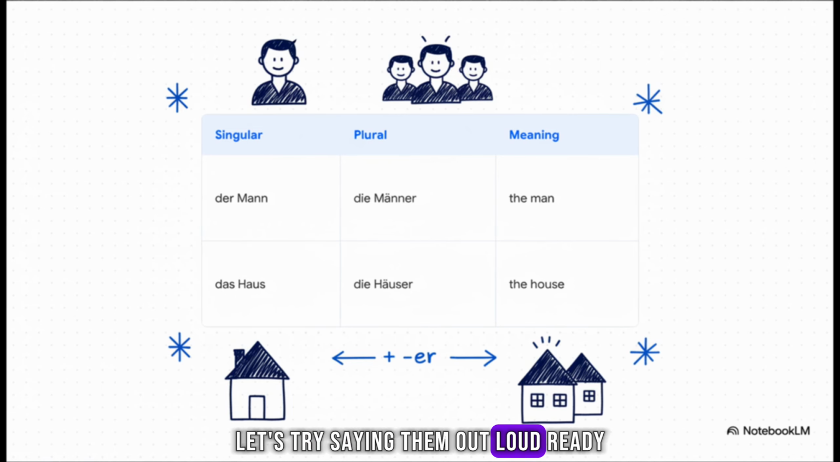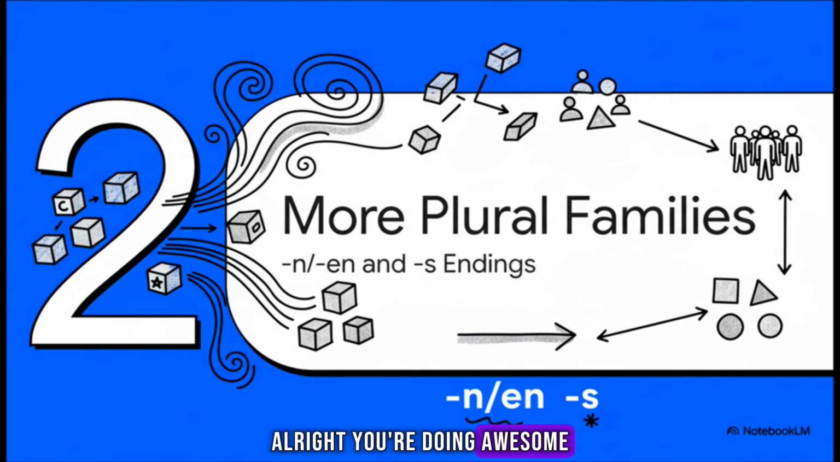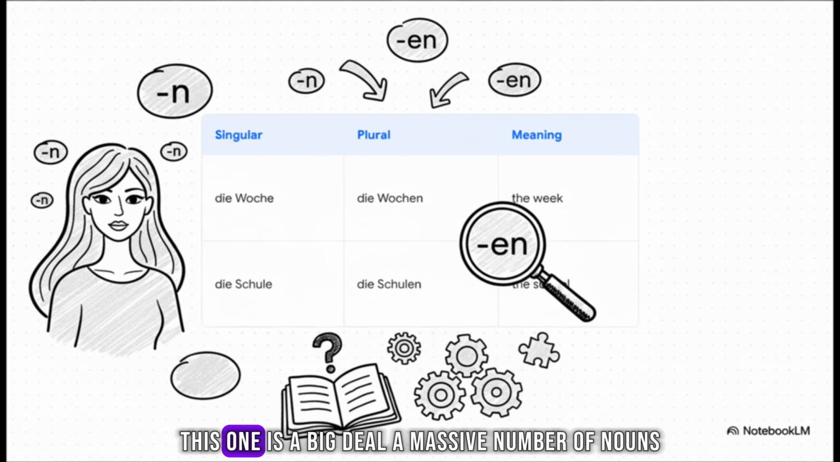Let's try saying them out loud. Ready? Der Mann, die Männer. Das Haus, die Häuser. All right, you're doing awesome. Let's meet two more plural families. These next two are really distinct, and I think one of them is going to feel very, very familiar to you.